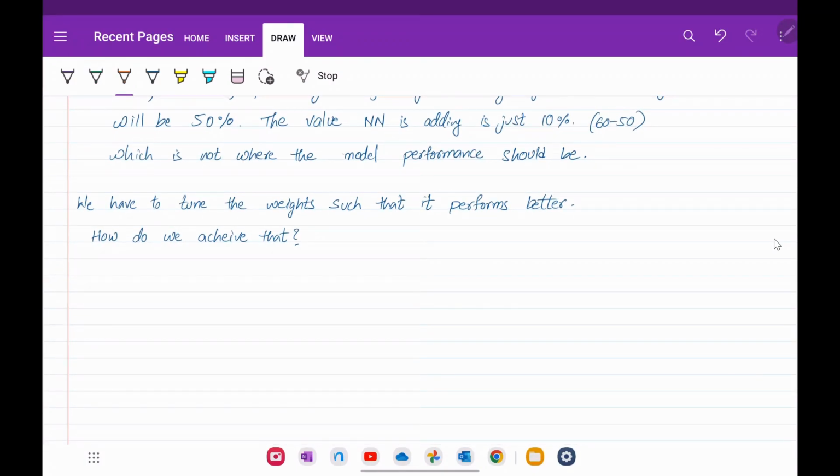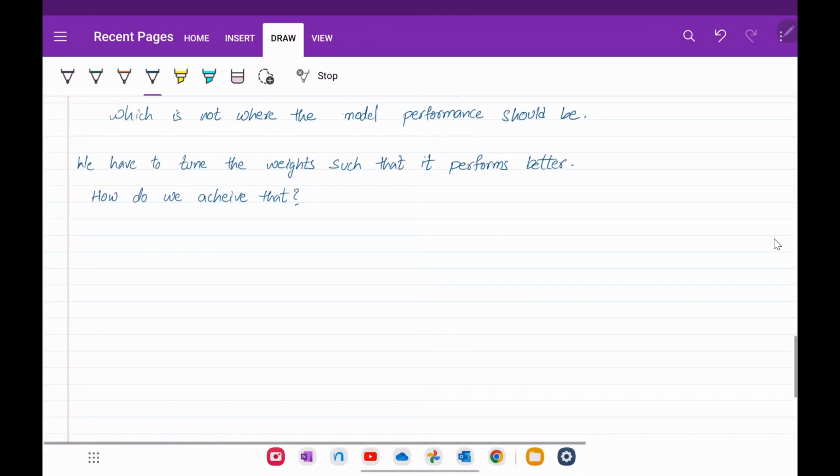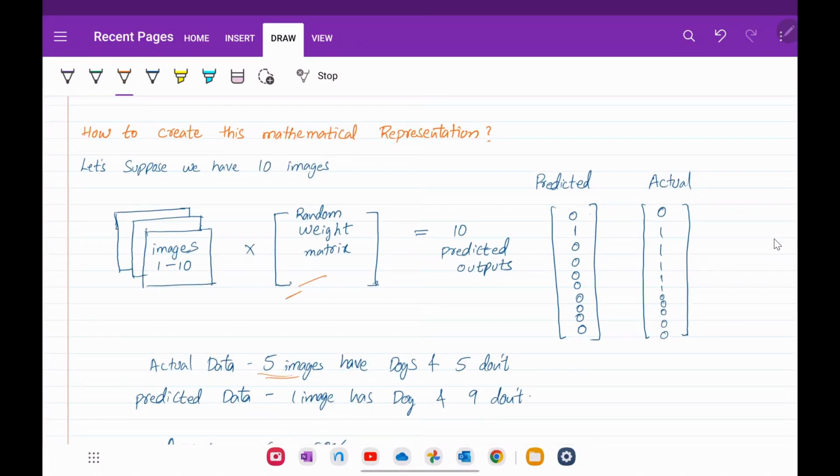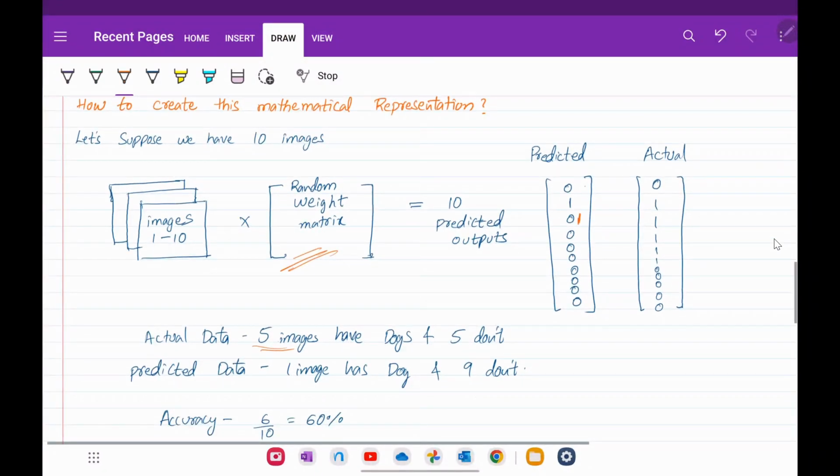So what can we do next? The next immediate step is to tune these weights. What I mean by that is change the weights in this matrix such that your prediction is slightly better. Maybe the model gets a little better in predicting. And not just a little better, it should get a lot better. So the only goal here is to change values in this matrix.